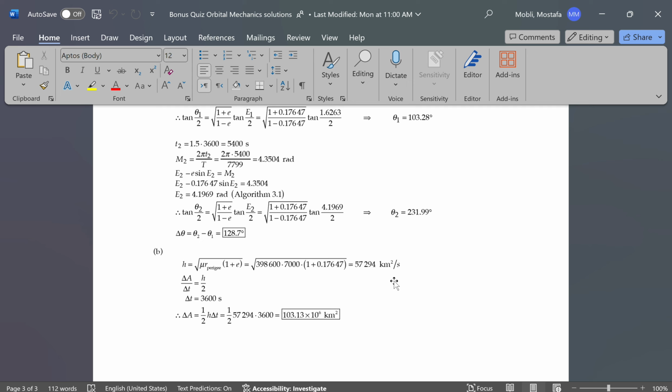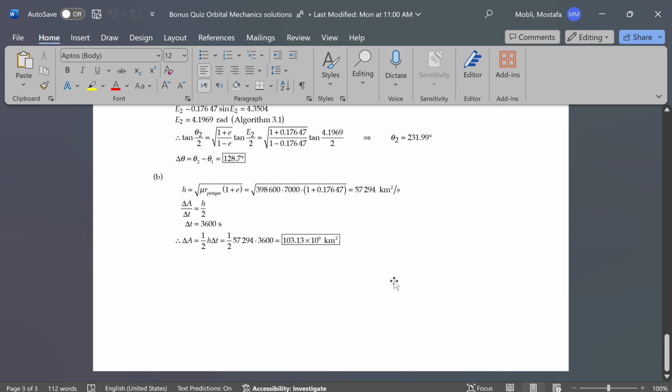So we have to calculate the angular momentum here, first of all. Okay. How do we calculate the angular momentum? Use the perigee radius. What is it? Use RP. Exactly. Then you find the angular momentum. That's it. Do you have any questions? No.